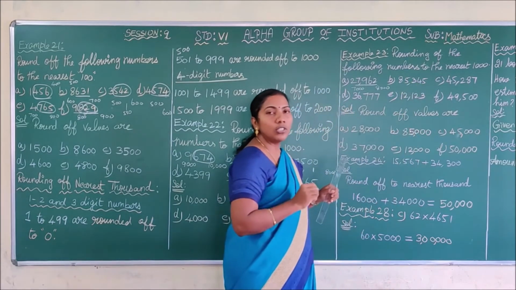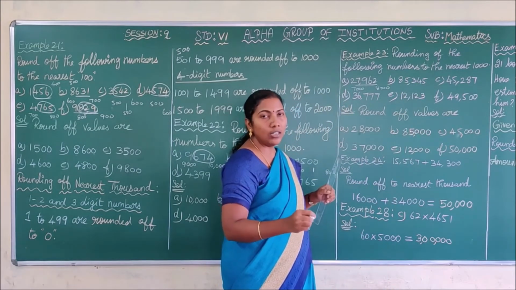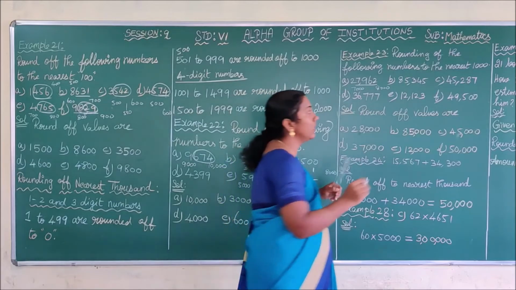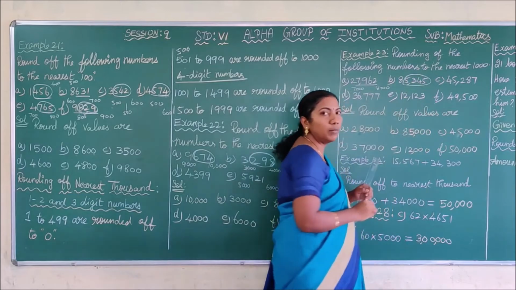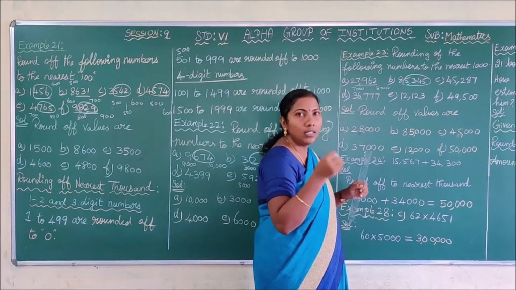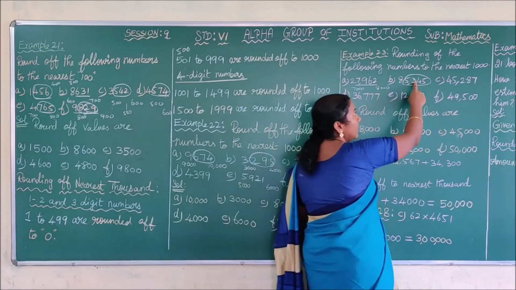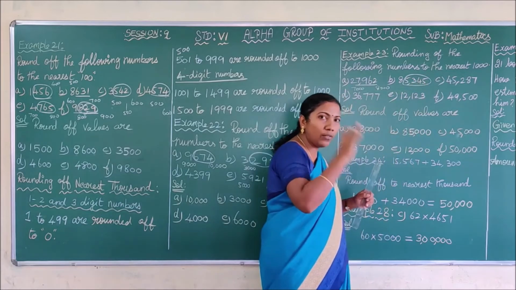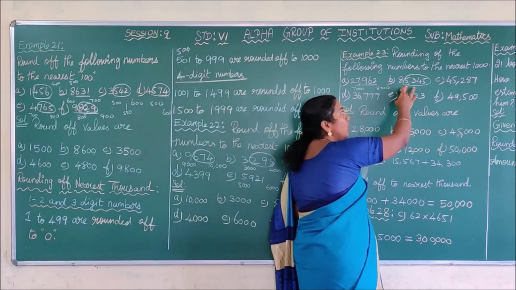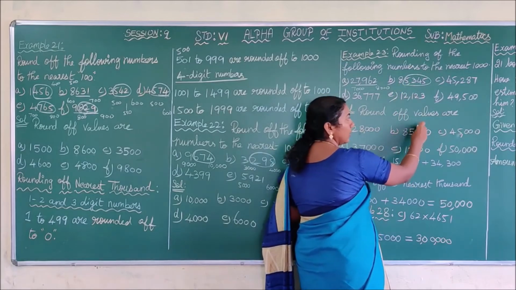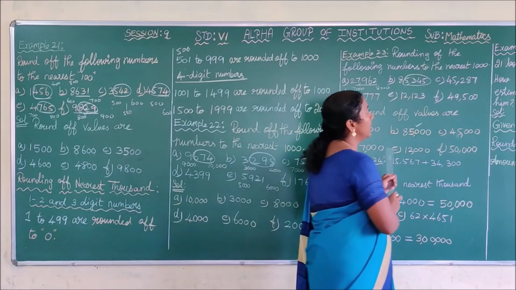85,345. The question is round off to nearest 1000. So you have to take the 4 digit. Thus we are considering this 4 digit. This 4 digit number lies between 5000 and 6000. See here, 345. This is before that 500 number. So it should be rounded off to 5000. So your answer is 85,000. It's clear, children? See the next example.